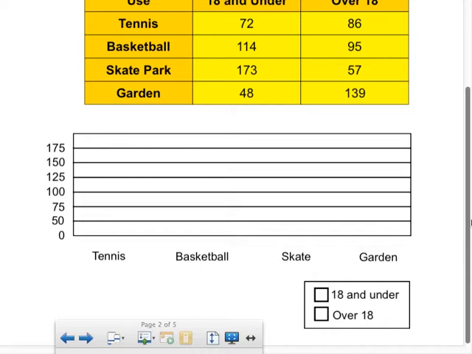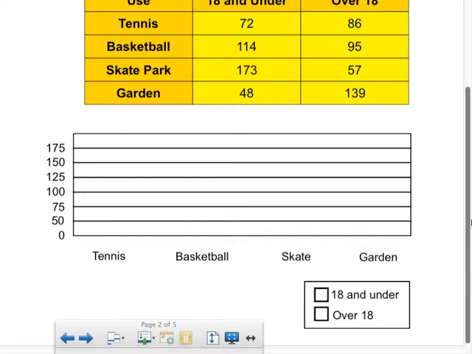If you take a look at here, we have 2 categories that we're comparing. The age group 18 and under and the age group over 18. So for our 2 bars, we need to have something different to represent each group. Okay, we can color code it. We can maybe shade them differently.